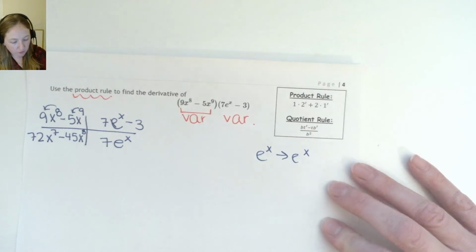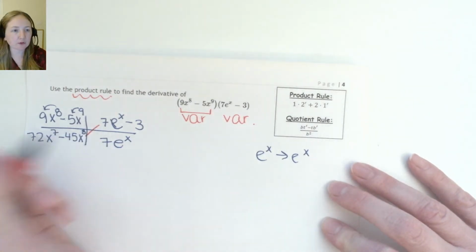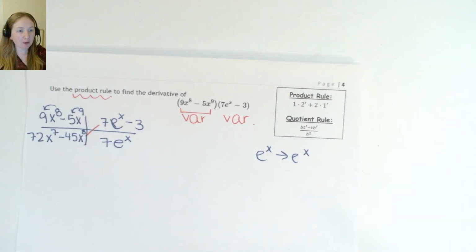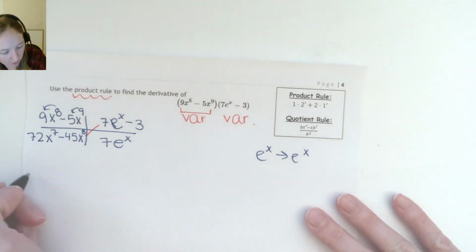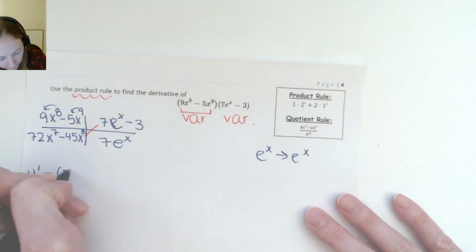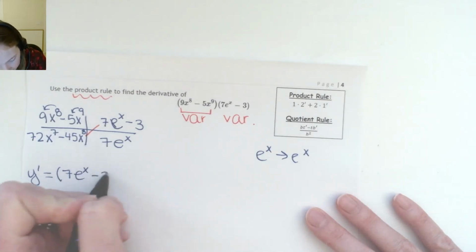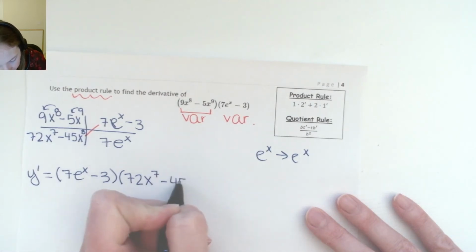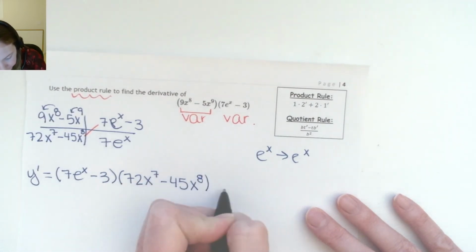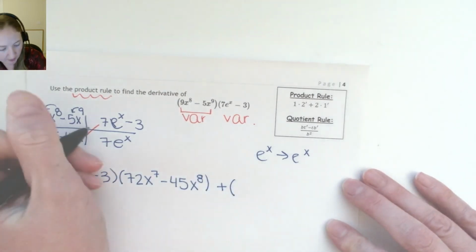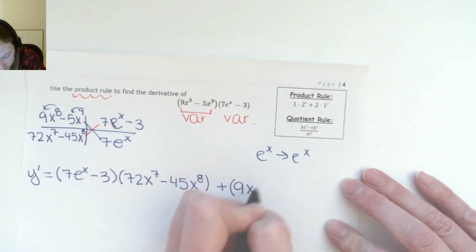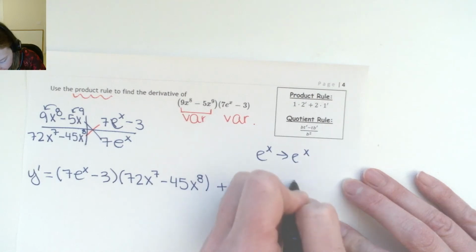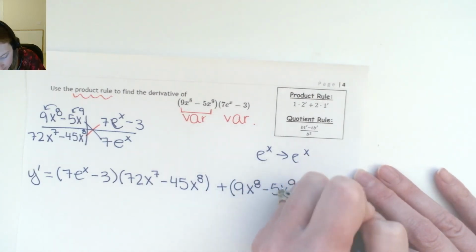So for our product rule, what we will do is we will do our crisscross starting in the upper right-hand corner. Remember that when we plug into our product rule, we want to plug in with parentheses. So this is going to be our y prime. We're going to have parentheses 7 e to the x minus 3, parentheses 72 x to the 7 minus 45 x to the 8th, and then plus parentheses the other diagonal. So 9x to the 8th minus 5x to the 9th times 7e to the x.